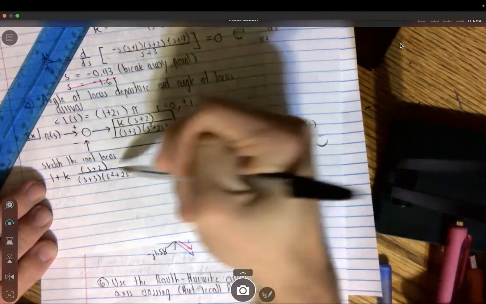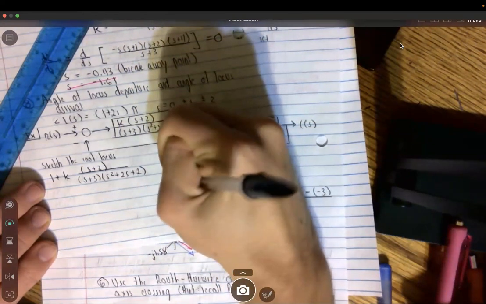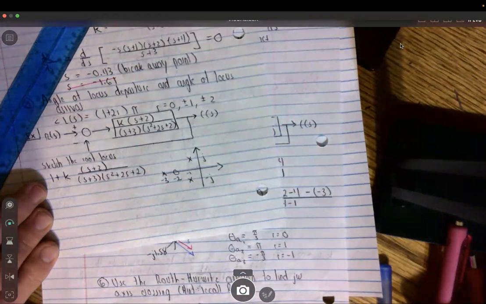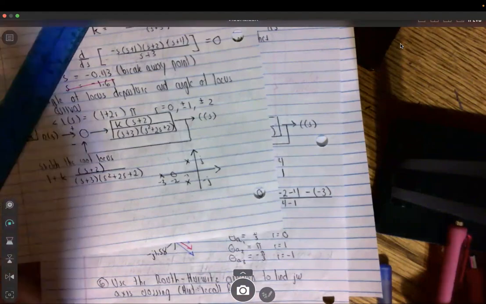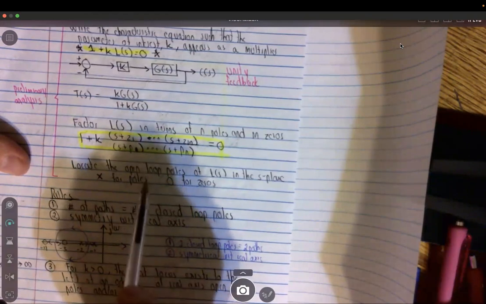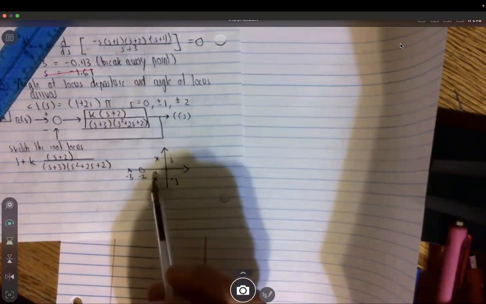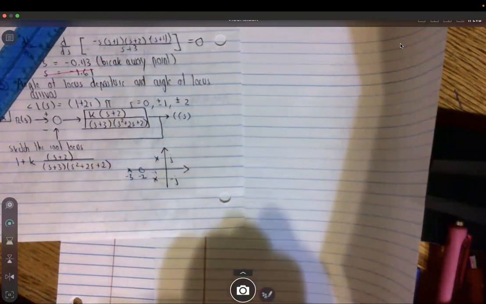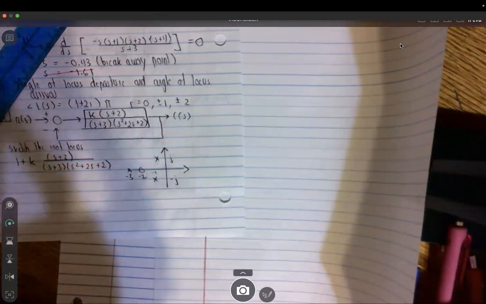Due to this term right here, we're going to have another pole at -3. Then we're going to have a zero at -2. Okay, so now that we have that, remember going back to our rules, we did this preliminary work to get it in this format, and then we plotted our poles and zeros. So how many paths are we going to have? We have 1, 2, 3 poles. So we're going to have 3 paths.